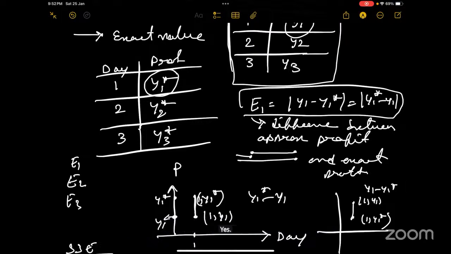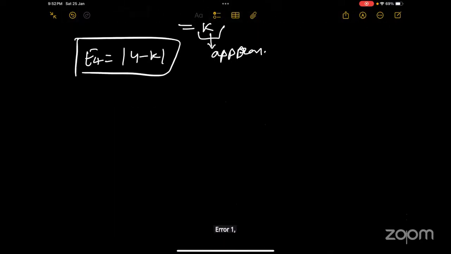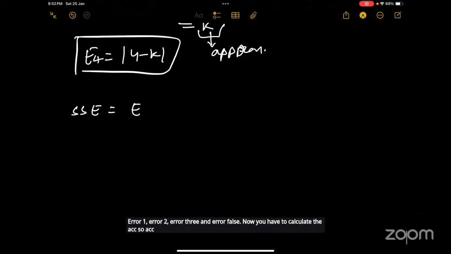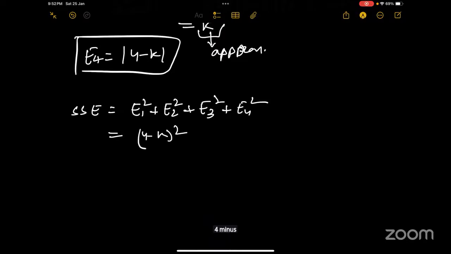After that, okay, so we have all the errors now, right? Error 1, error 2, error 3, and error 4. Now we have to calculate the SSE. So SSE will be the squared sum error. That means we have to square all the errors, then sum them. That means E1 square, E2 square, E3 square, then E4 square, right? And all the errors equal 4 minus k, so that means 4 into (4 minus k) square. This is our SSE, right?